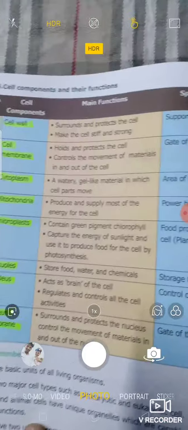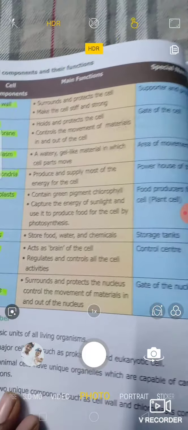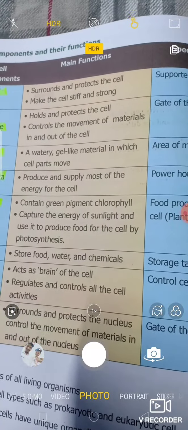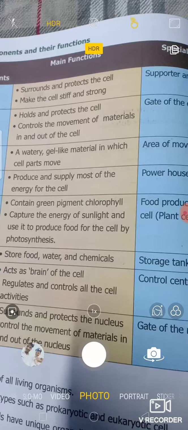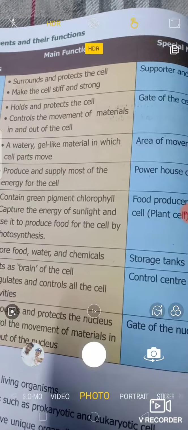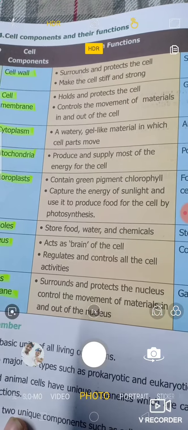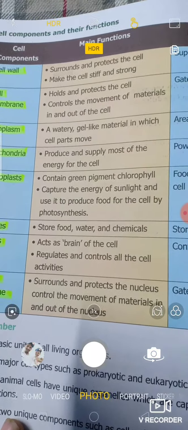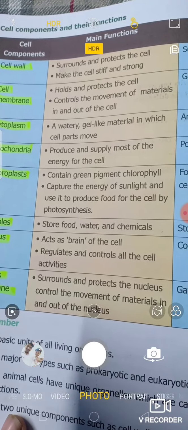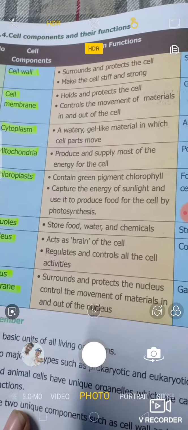Next, components of cell and their functions have been given. Let's see one by one. Cell wall surrounds and protects the cell, makes the cell stiff and strong. Special name, supporter and protector. Cell membrane holds and protects the cell, controls the movement of materials in and out of the cell. Its special name is gate of the cell.